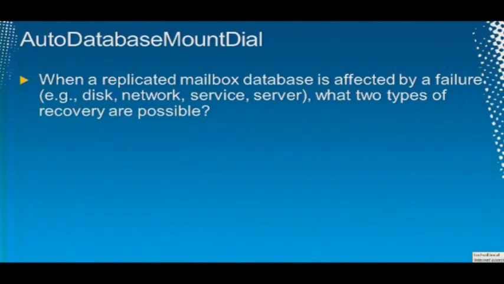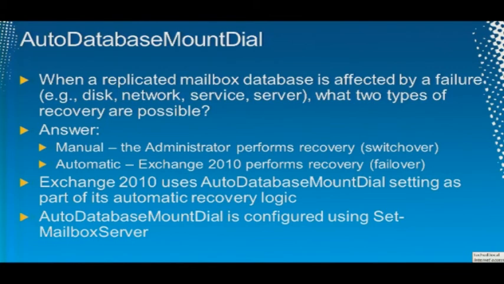But just a quick question for you. When you've got a replicated mailbox database that's affected by a failure, what are the two types? What two types of recovery are possible? Just raise your hand if you think you know. I'll give everybody a hint. We talked about it in the terminology section. Two types of recovery, either manual or automatic. Okay, either the system can automatically fix it for you or it can't, and you've got to do it manually. Okay, how does that work?